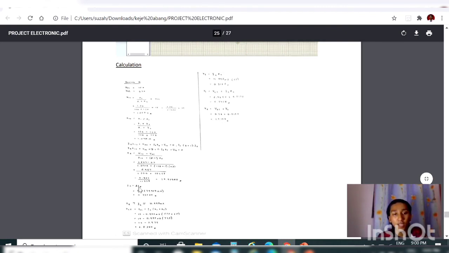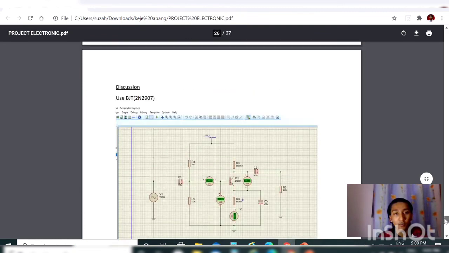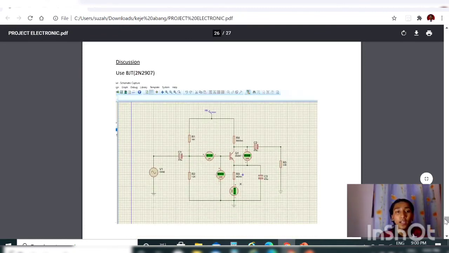Di sini terdapat untuk mencari VTH, IB dia berapa, IC, IE, VCE. Untuk discussion pula, kumpulan kami mengambil komponen BJT 2N2907 untuk mencari voltage divider.